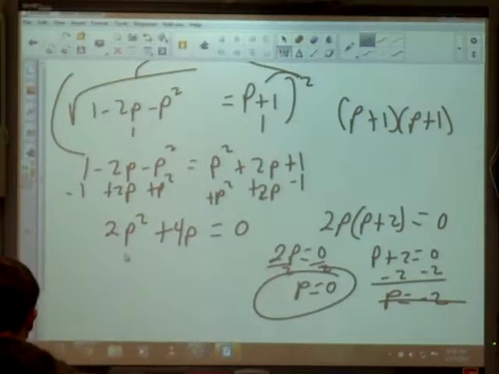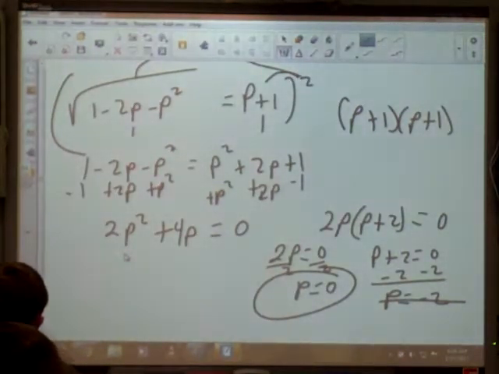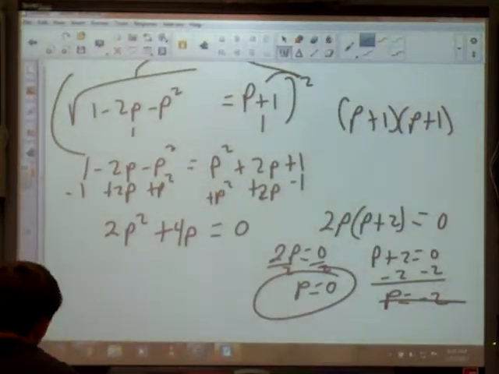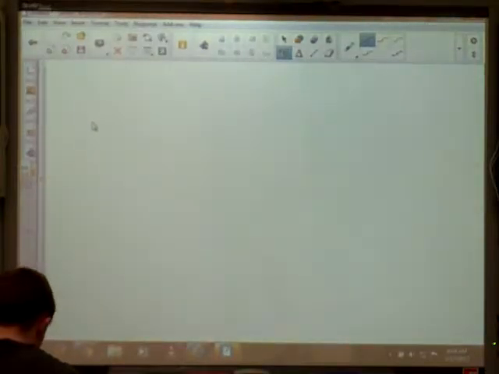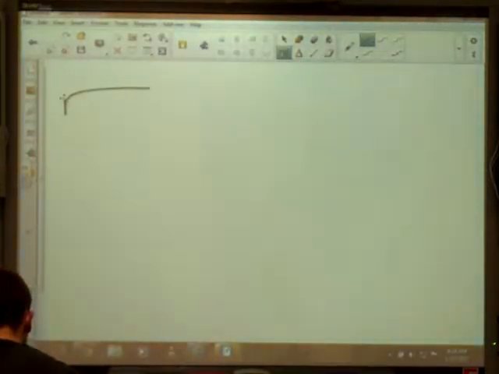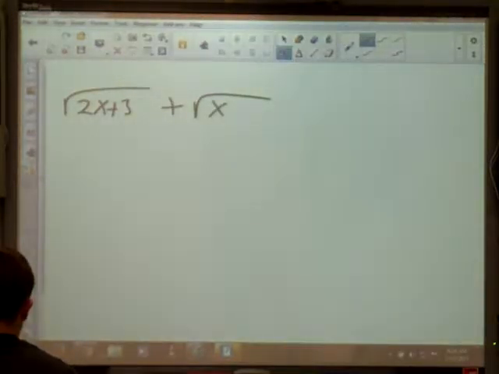Alright, this next kind that we're going to do is the longest kind of the day. I got the square root of 2x plus 3 plus the square root of x plus 1 is equal to 1.